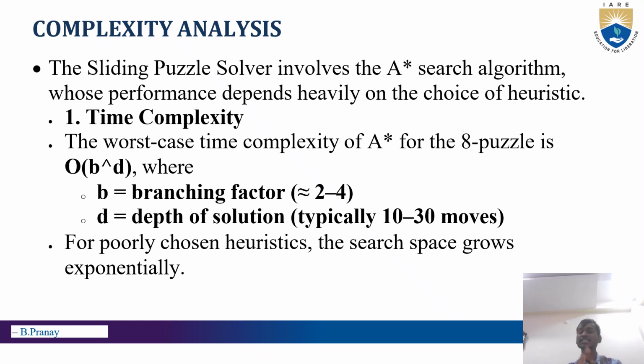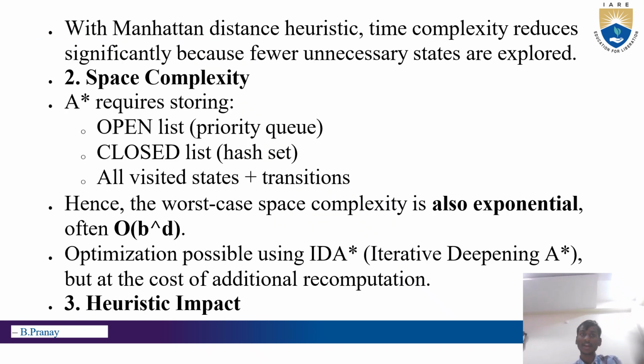Next, complexity analysis. The sliding puzzle solver involves the A* search algorithm, whose performance depends heavily on the choice of heuristic. Time complexity: the worst case time complexity for the puzzle is O(b^d), where b is the branching factor, that is 2 to 4, and d is the depth of the solution, typically 10 to 30 moves. For poorly chosen heuristics, the search space grows exponentially and it becomes too hectic and too hefty at times. With the Manhattan distance heuristic, time complexity reduces significantly, as fewer unnecessary states are explored.